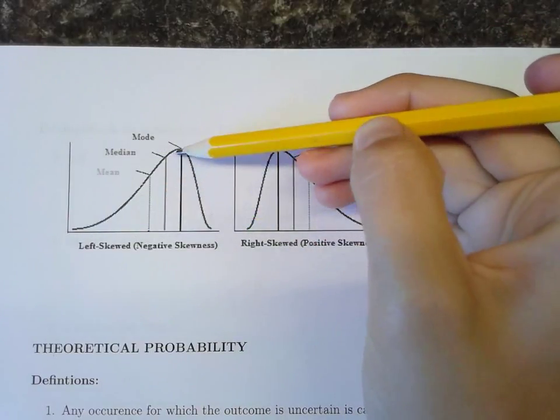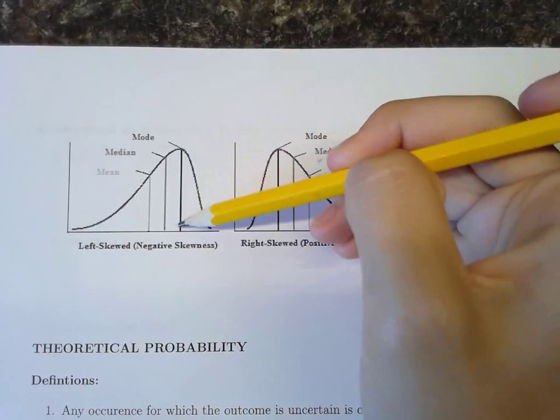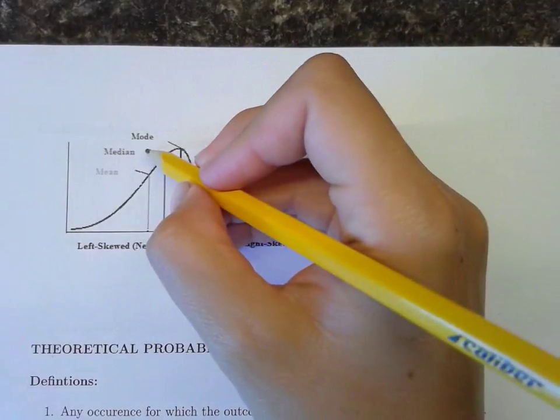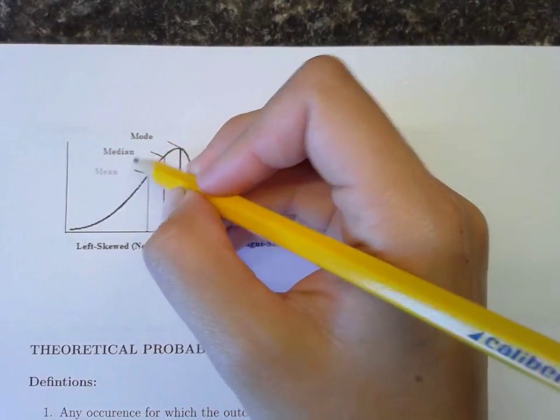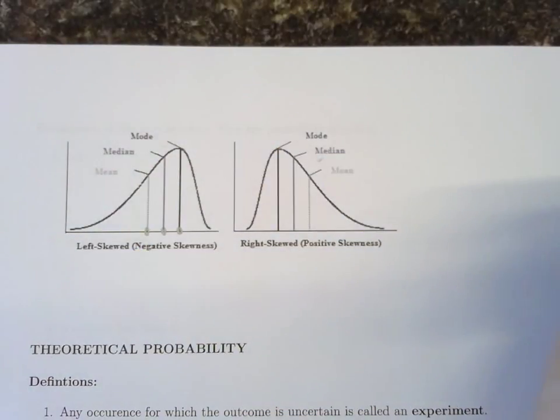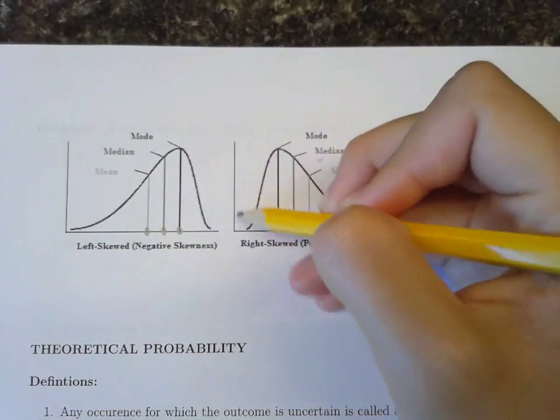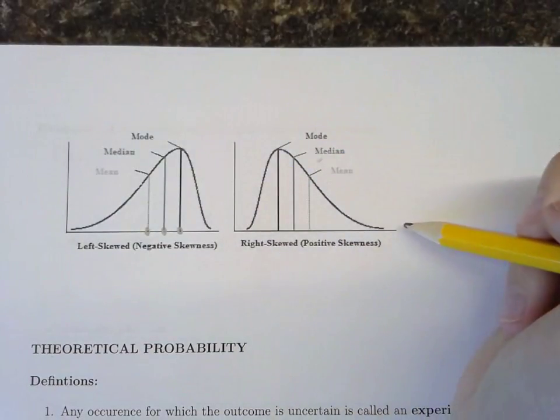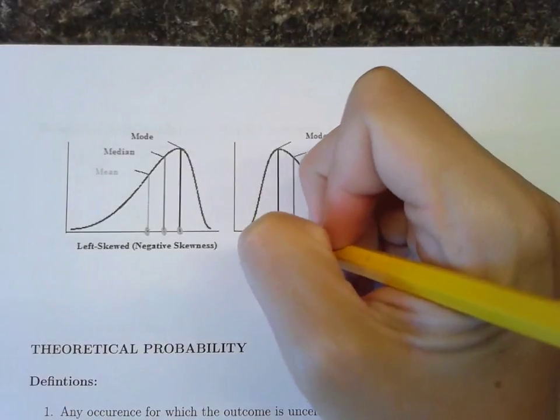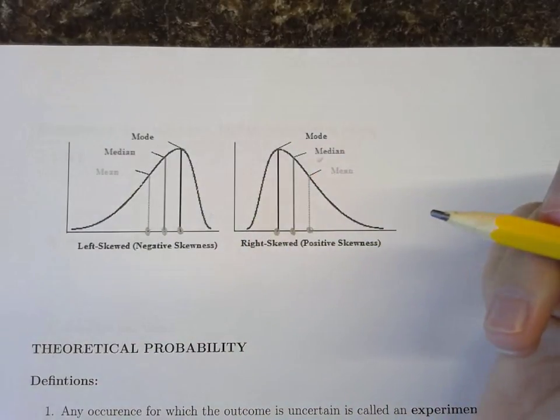Here the mode is going to be the highest number, this highest point here. So whatever this is would be the mode. The median is going to be in between the mean and the mode, and then the mean is right in the middle. Again, over here you have most of your data piled up on the left, with a tail on the right, so it's called right skewed. The mode is the highest point, mean is the middle point, and median is in between those two.